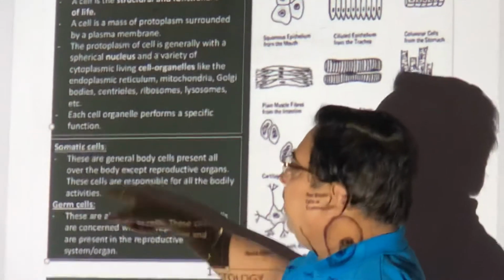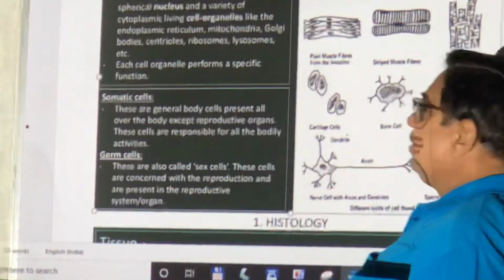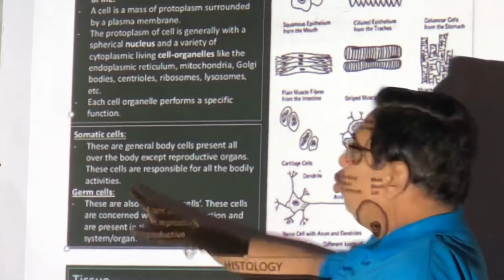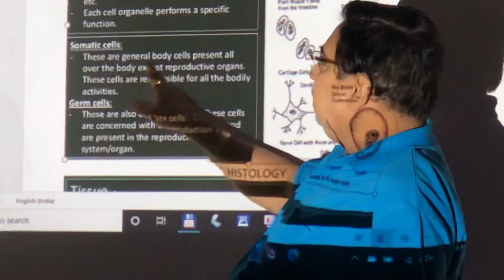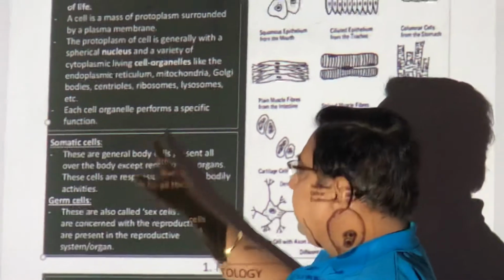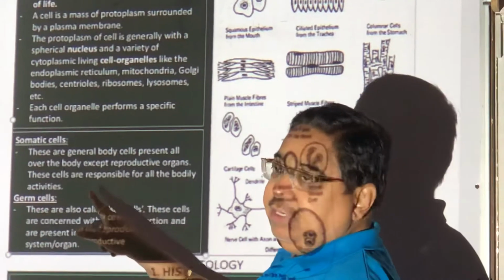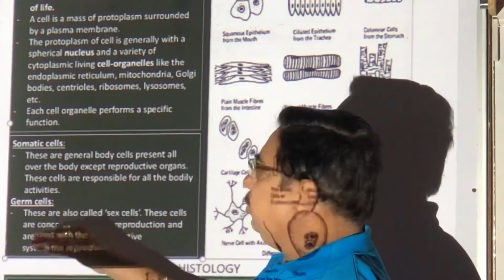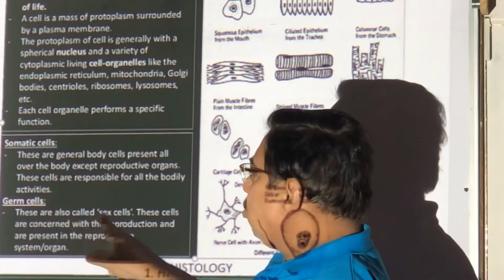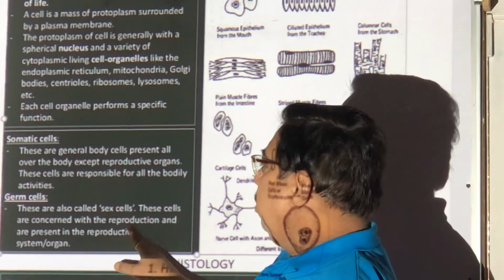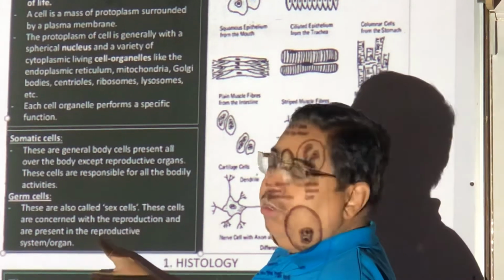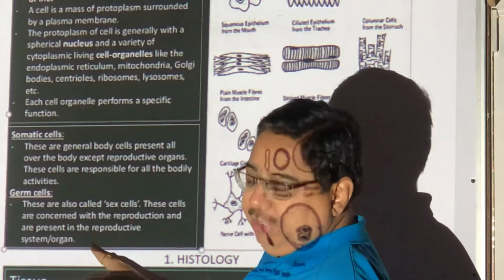Cells can be studied as two groups, somatic cells and germ cells. Soma means body. They are body cells. Your entire body is made up of them. They do body activities, digestion, enzyme secretion. Germ cells are called sex cells. They only do reproduction. They are present in the testes and ovaries.